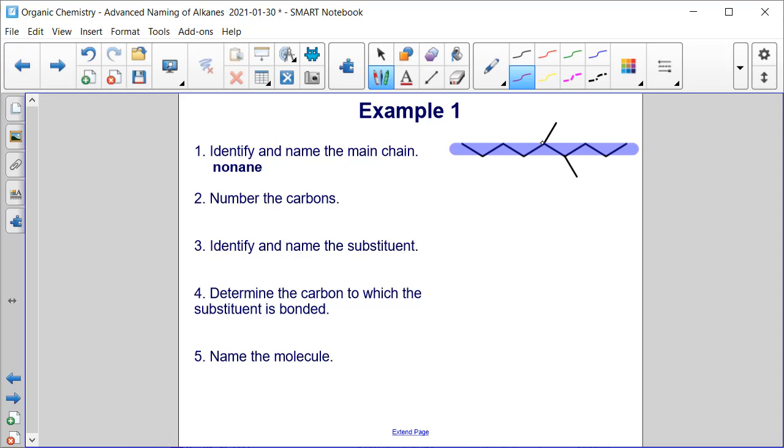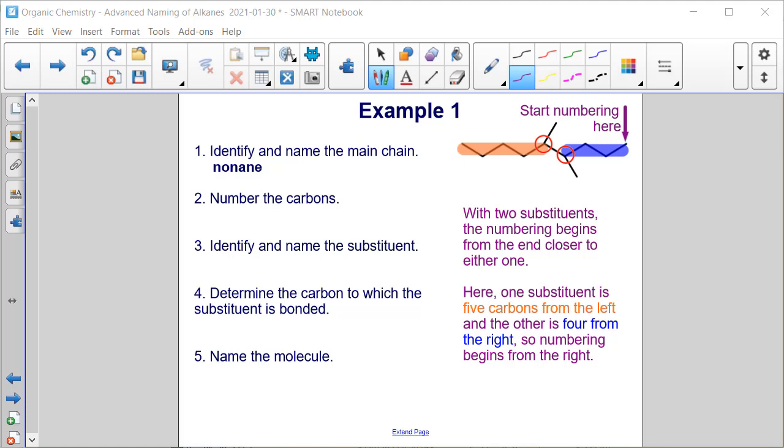So what's the goal? The goal is to make sure our numbered substituents have the lowest value possible. Okay, so we're going to start from the right and go back to the left. So we'll say 1, 2, 3, 4, 5, 6, 7, 8, 9. Just like that.